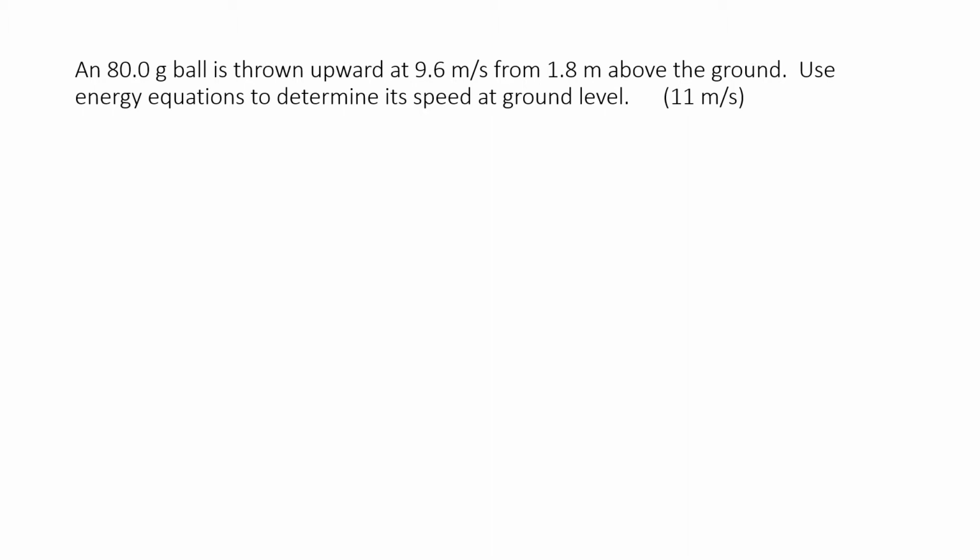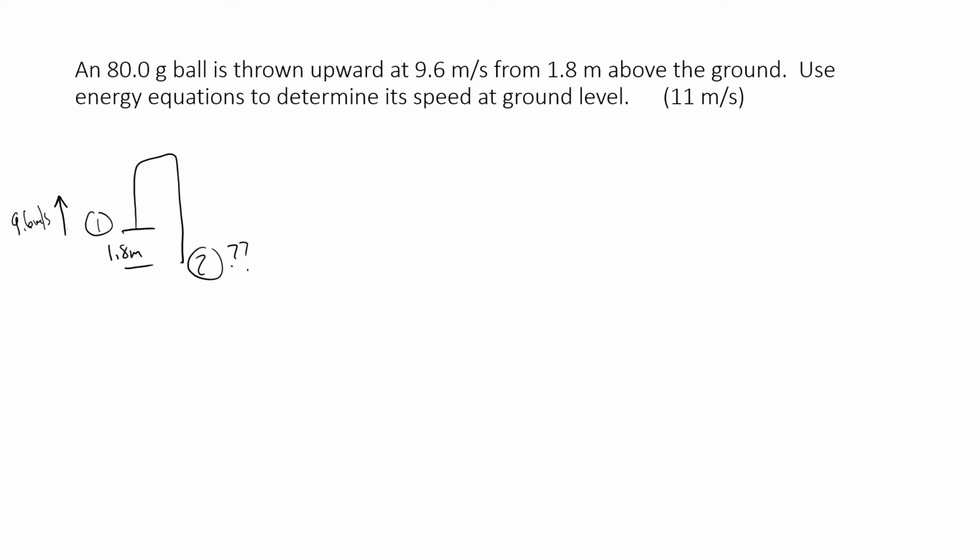So first question here was an 80-gram ball thrown upwards at 9.6 meters per second from 1.8 meters above the ground. Use energy equations to determine its speed at ground level. So basically something that looks like this. We have point 1, point 2. Ball is going up at 9.6 meters per second here. And how fast is it going when it actually comes back down and hits the ground if it starts 1.8 meters above the ground?